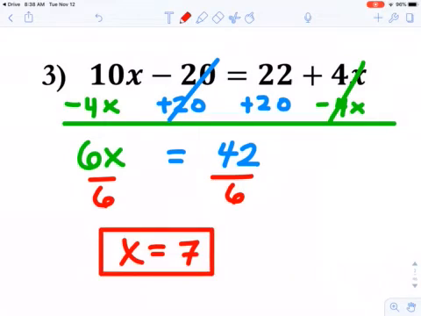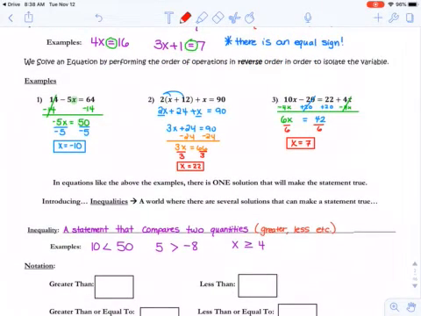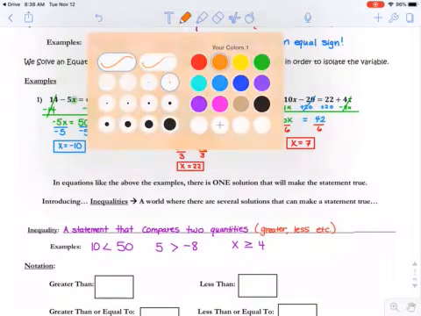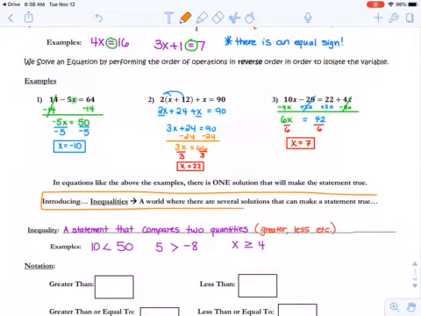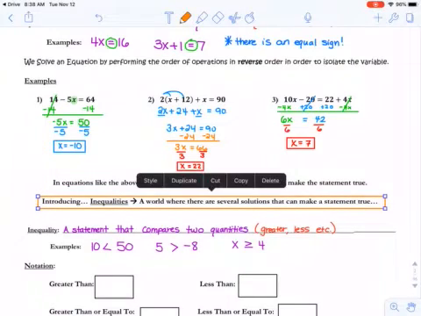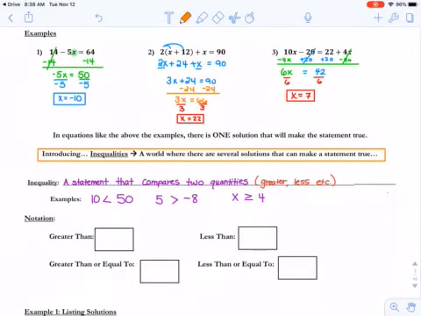All right, so we can rewind the video if you need to see that again, but those are just some quick examples of solving equations. Now, in an equation, there is one solution for linear equations that makes the statement true. But with inequalities, there are many solutions that may make a statement true. So inequality means not exactly equal to, but instead we compare 2 quantities. So an inequality is a statement where we compare 2 quantities. And we use these symbols: greater than, less than, greater than or equal to, or less than or equal to.